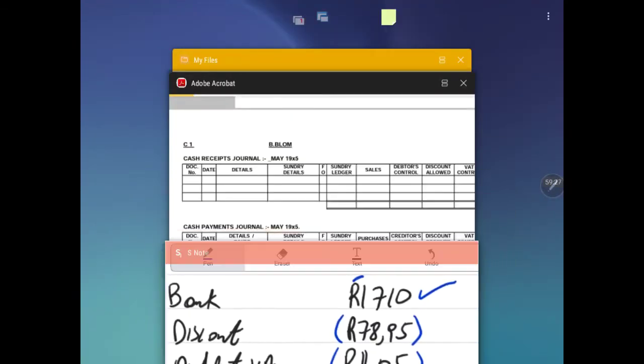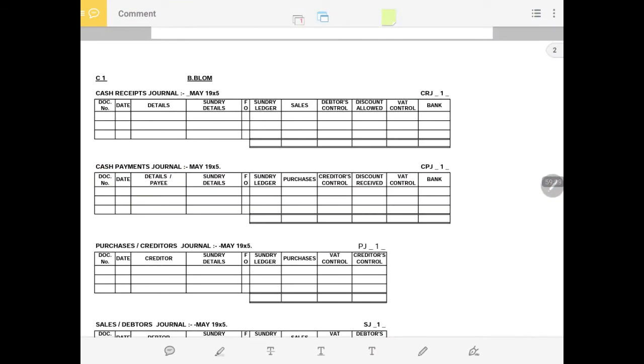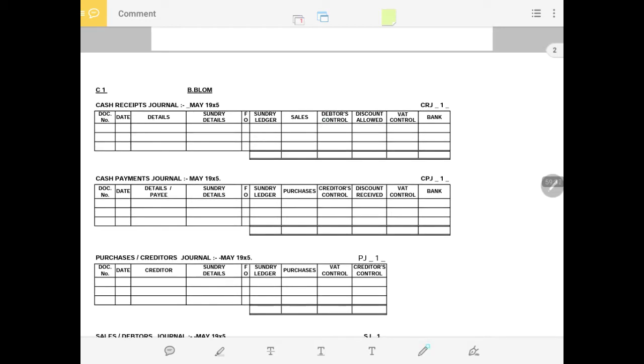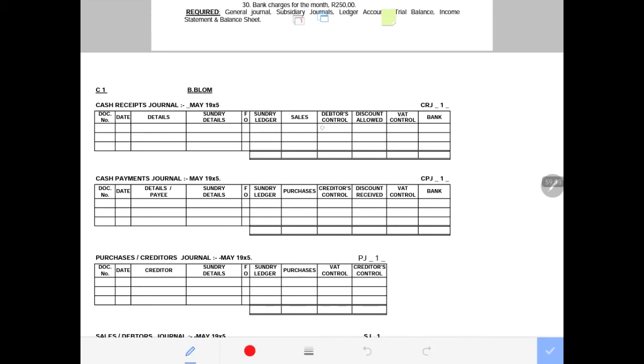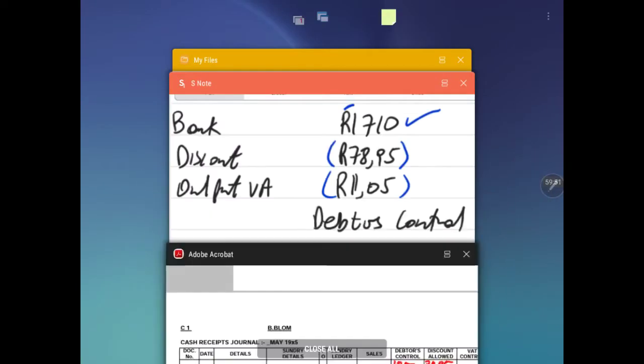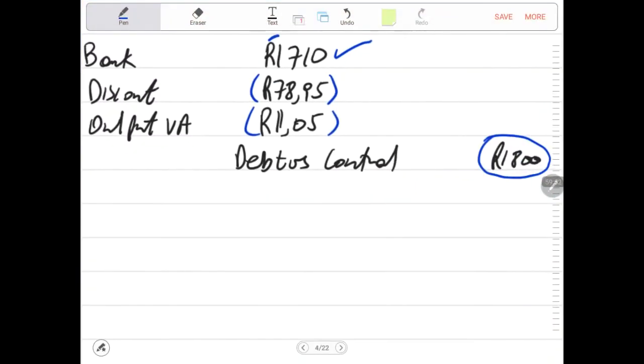So now we'll be recording this like this. Debtors control in the cash receipt journal, debtors control 1,800. Discount here will be how much? 78.95, if I still remember. 78.95. Let me just verify that. 78.95, yes.